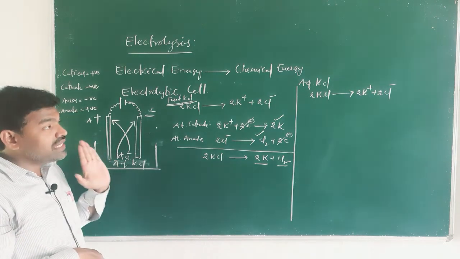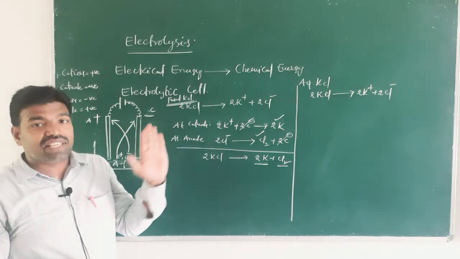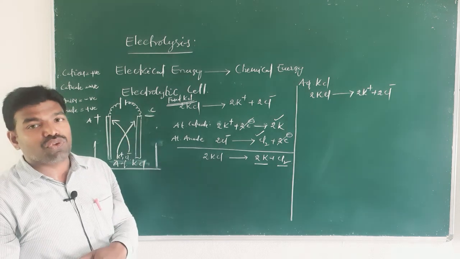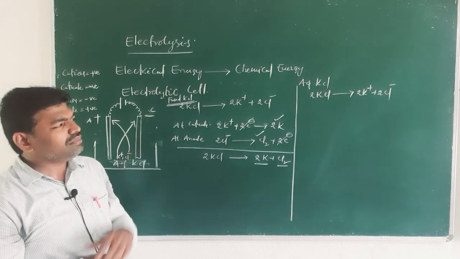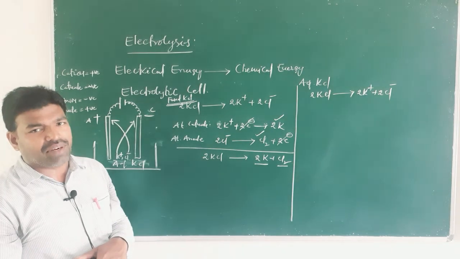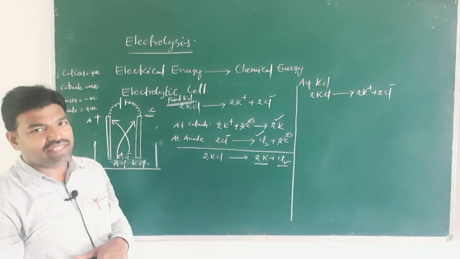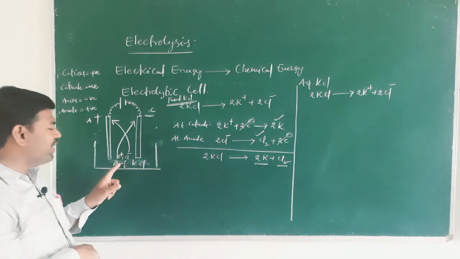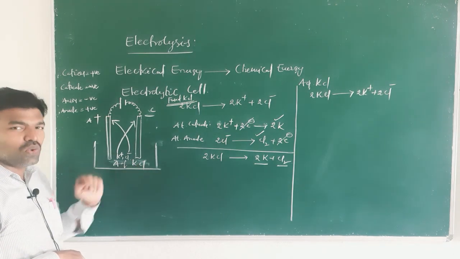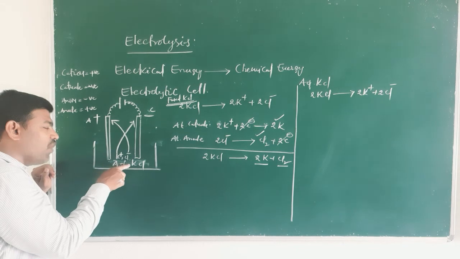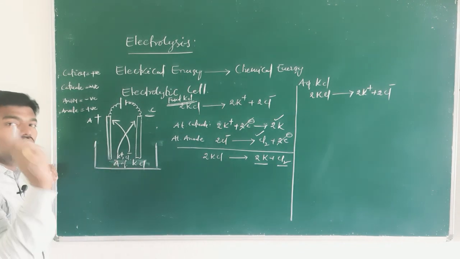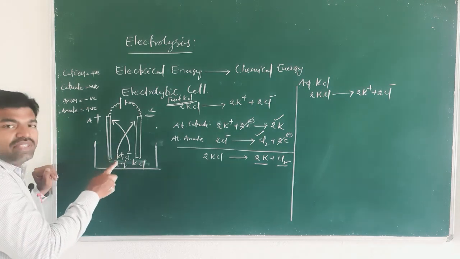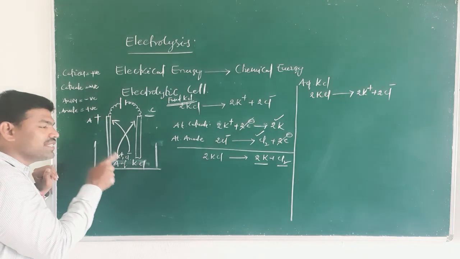So the electrolysis of aqueous KCl is different from that of electrolysis of fused KCl. What is the difference? This is very, very important. When we take aqueous KCl as an electrolyte, aqueous means water, here water is solvent and KCl is a solute. So that forms aqueous KCl.